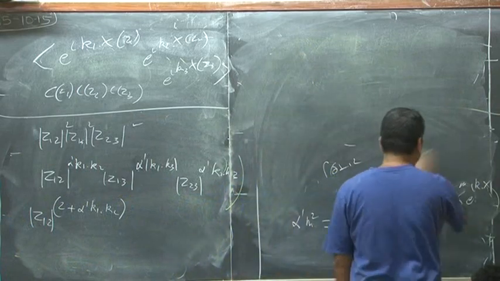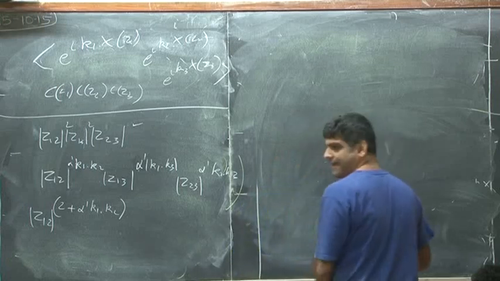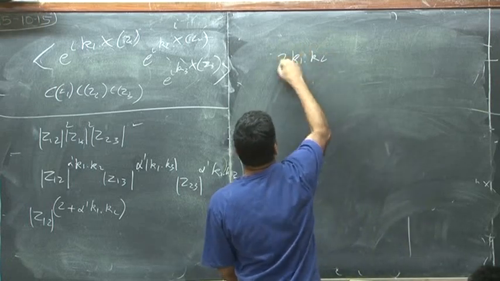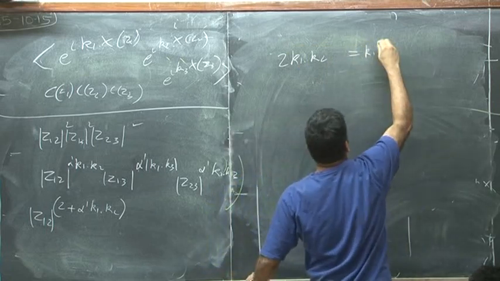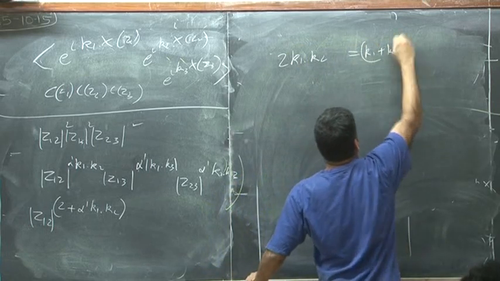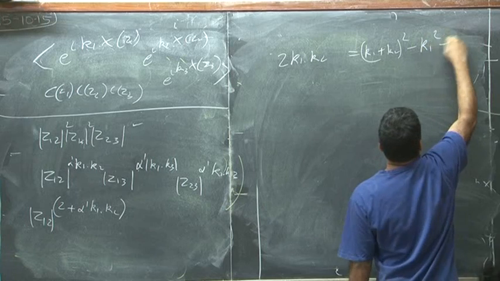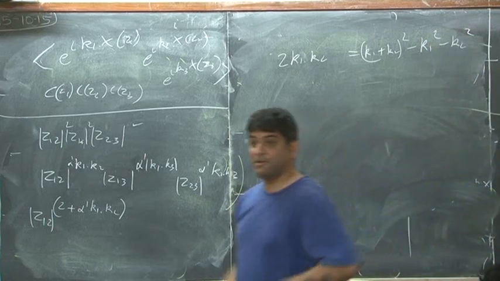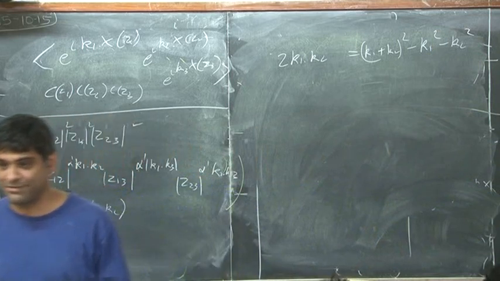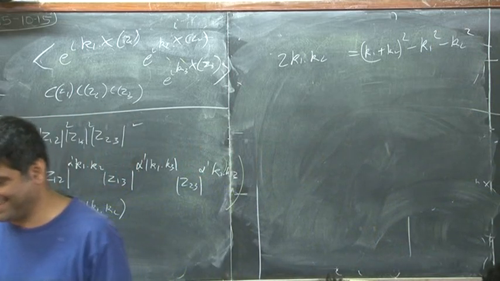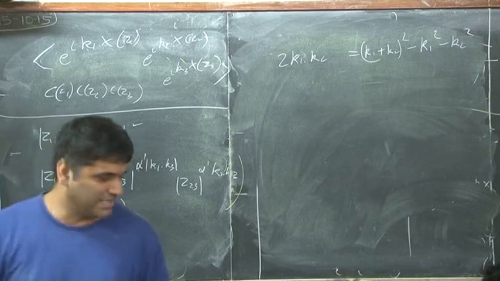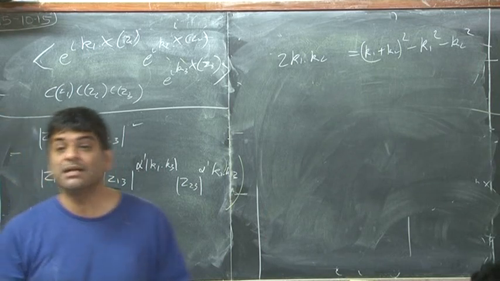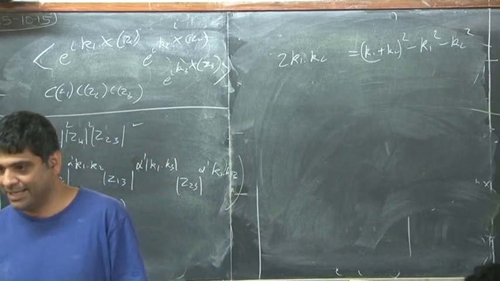Why is that? So 2K1 dot K2 is equal to K1 plus K2, the whole thing squared, minus K1 squared minus K2 squared. But for all three states that we were scattering, K1 plus K2 is minus K3, because of momentum conservation. All three states that we are scattering are states that are tachyons.